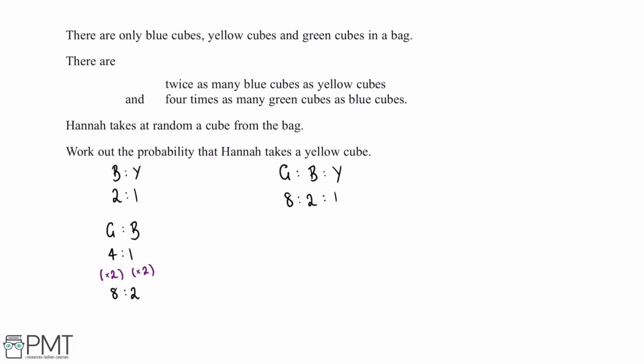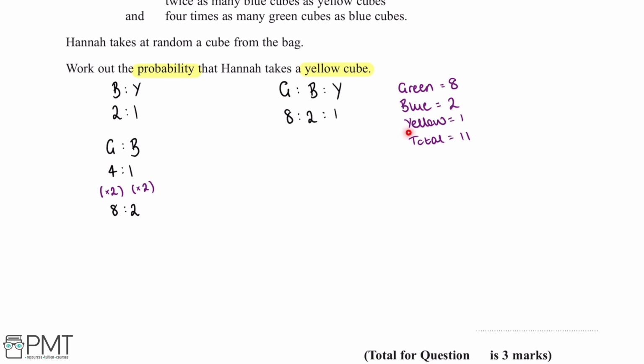Now we want to work out the probability that Hannah will take a yellow cube. So to help us solve this question, we can make these values the number of cubes in this bag. So what this means is that there will be 8 green cubes in the bag, 2 blue cubes in the bag, 1 yellow cube in the bag, and therefore 11 cubes in the bag in total. So if there's 1 yellow cube in the bag out of a total of 11 cubes, then the probability that Hannah will take out a yellow cube will be 1 over 11. And this will be our final answer.